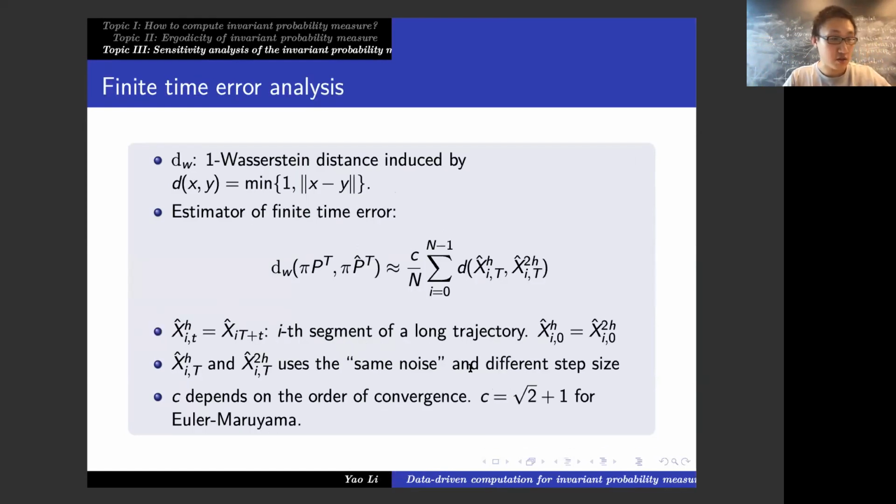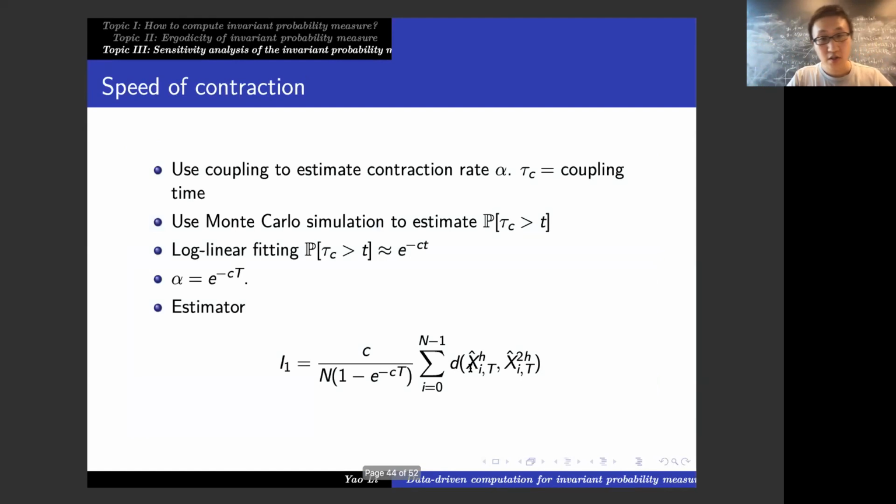So this is just some finite time analysis, and then the Monte Carlo. You run the coupling method to get the speed of contraction. Basically, you just run a large Monte Carlo simulation. You get the probability distribution of coupling time, and then you fit it in the log linear plot. You get this exponent. Then there is an estimator. Of course, there would be a prefactor ahead of this, a prefactor that you don't know.